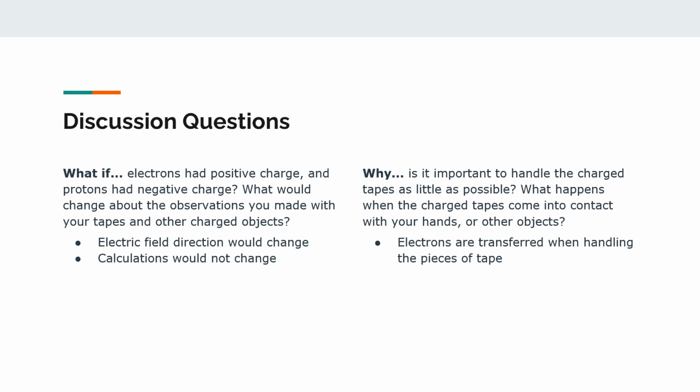Why is it important to handle the charged objects as little as possible? What happens when charged tapes come into contact with your hands or other objects? Anytime charged objects are touching, electrons are being transferred, so the exact electrical charge would change and vary depending on how it was handled.